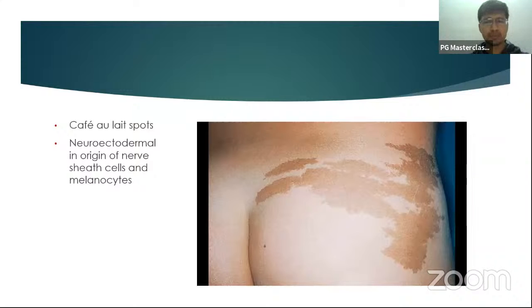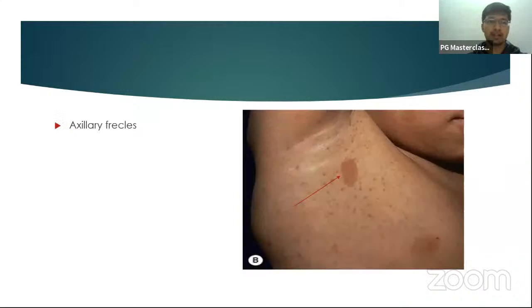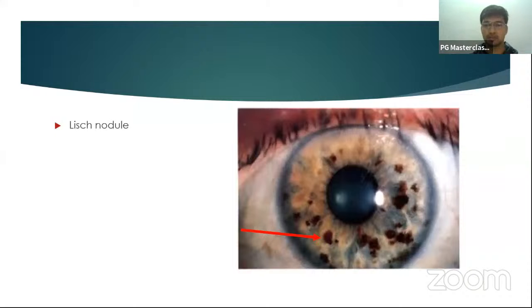In neurofibromatosis type 1 it also presents with axillary freckles. The axillary freckles are the small coffee-colored spots present in the skin that I have shown in these pictures. Another characteristic is the Lisch nodules. These are coffee-colored nodules present in the iris, which are seen on slit lamp examination of the patient.